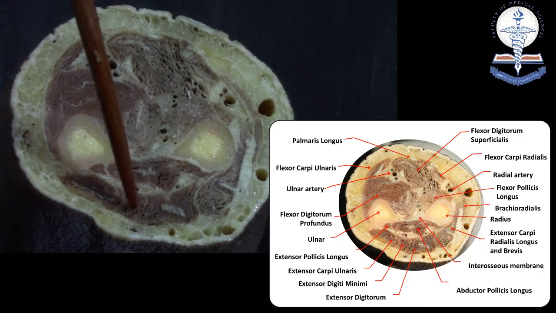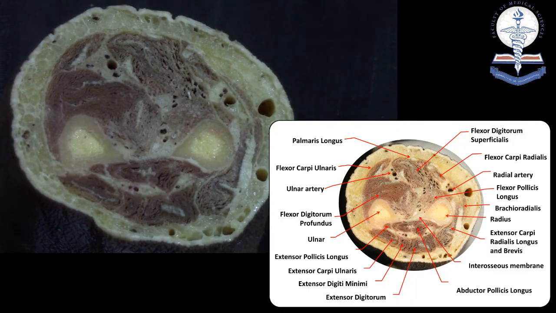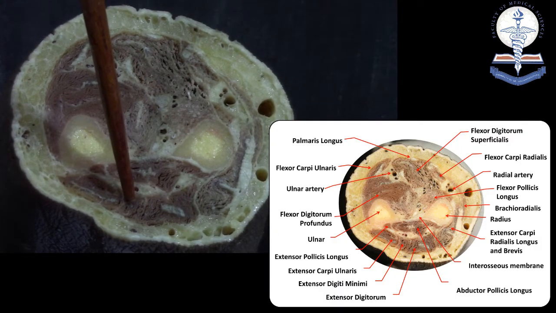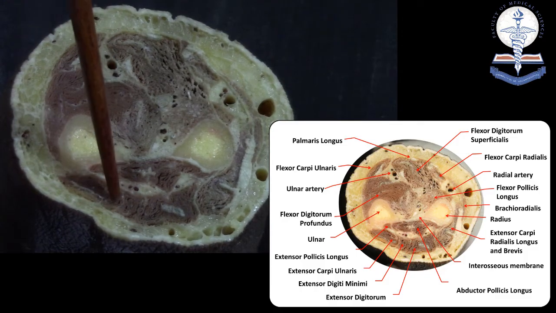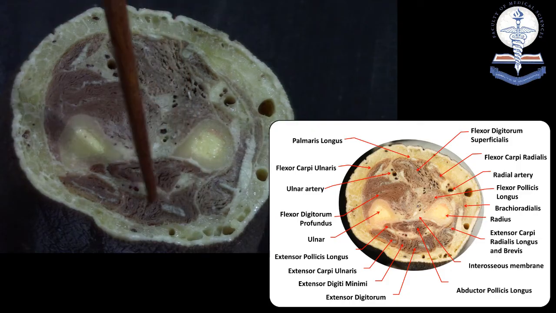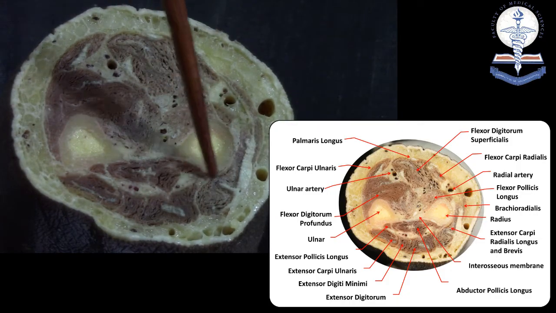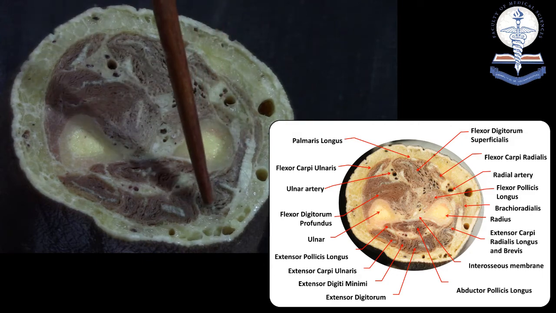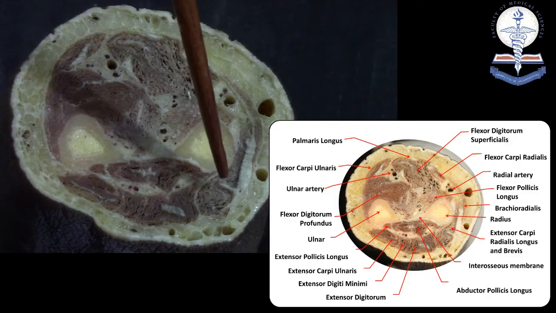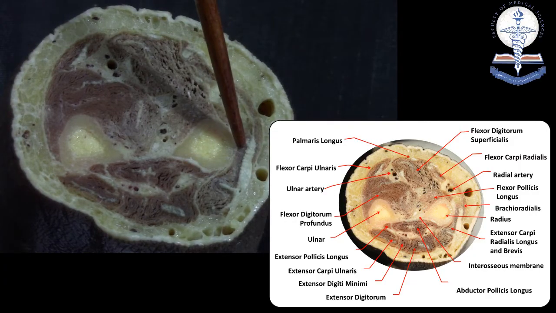When you come to the most posterior aspect of your forearm, you can clearly see the extensor digiti minimi muscle here. Now this muscle bulk is your extensor digitorum muscle. Now when you come to the lateral aspect, you can see there are two muscles here. So these are the extensor carpi radialis longus and the brevis.